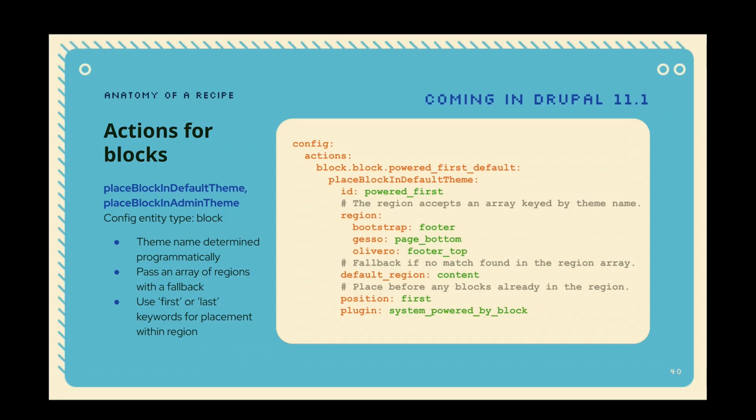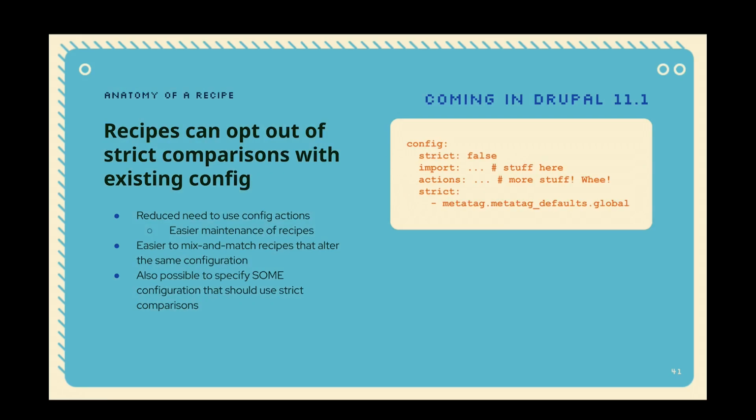You can say, look for this specific region, and if it's there, put it there, or you can call back to say, maybe use something that's almost always going to be there, like content, and then you can say, put it first in that region or put it last, as opposed to, again, having to give a numerical value that may not actually end up with the result that you're looking for.